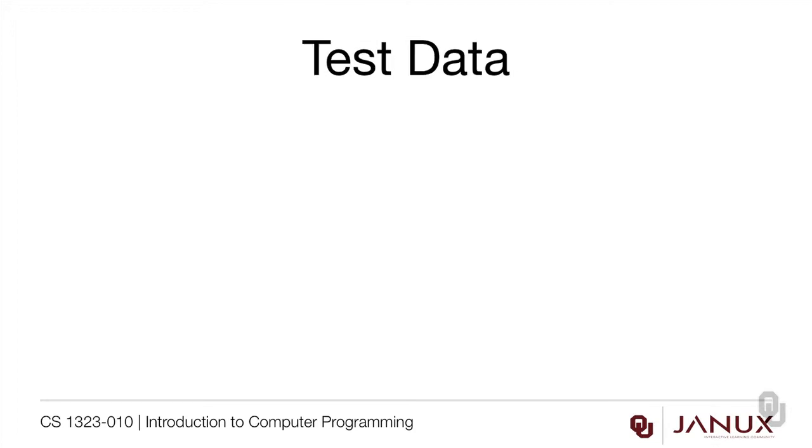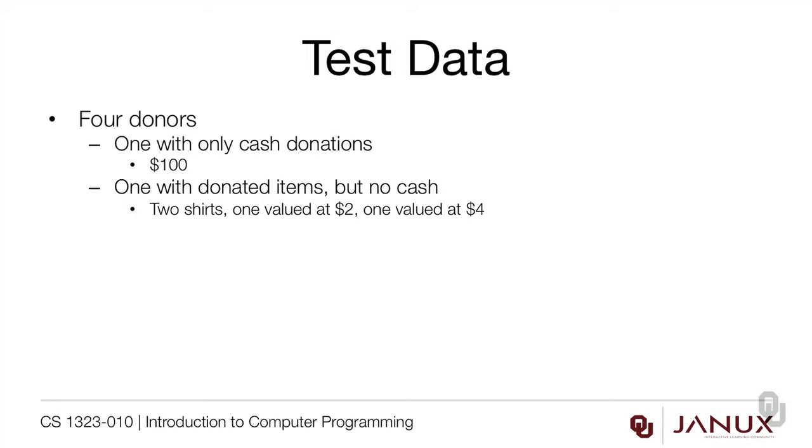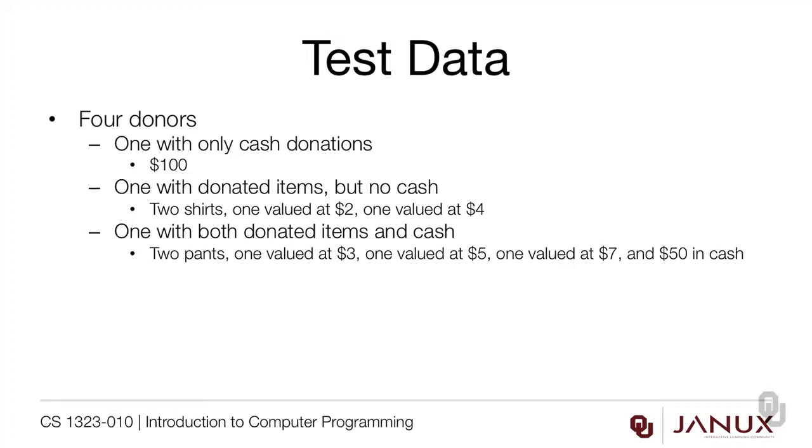Let's think about what our test data should look like. We should probably have at least 4 donors. One should make only cash donations. One should donate items but no cash, so maybe 2 shirts, one valued at $2 and one valued at $4. One should have both donated items and cash, so maybe 3 pairs of pants, one for $3, one for $5, one for $7, and then $50 in cash. And then one without any donations this year.